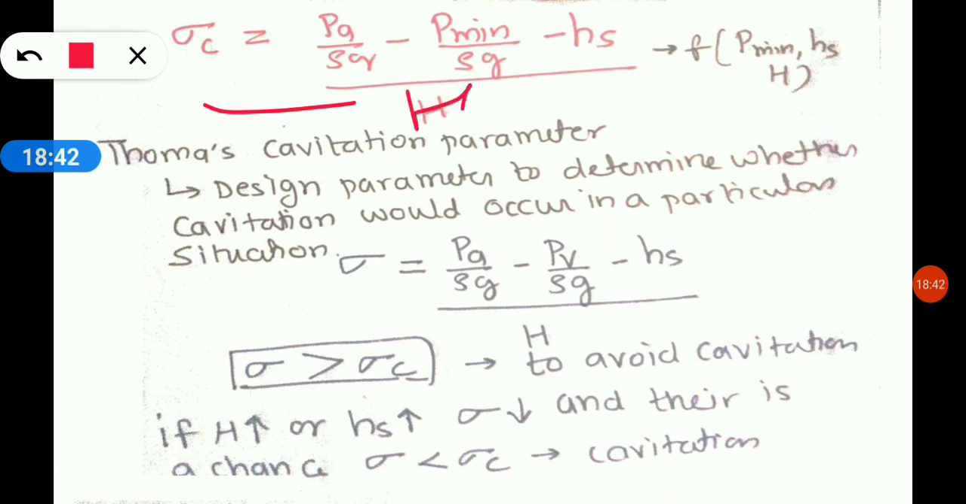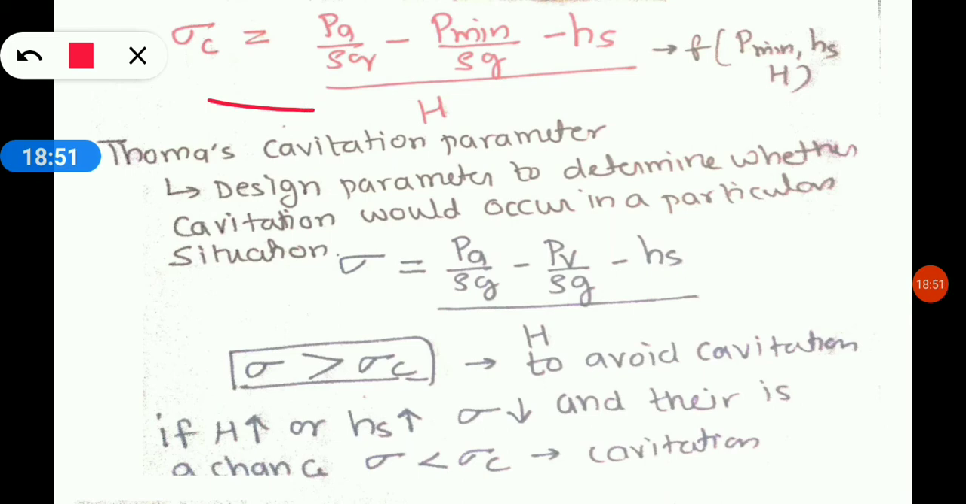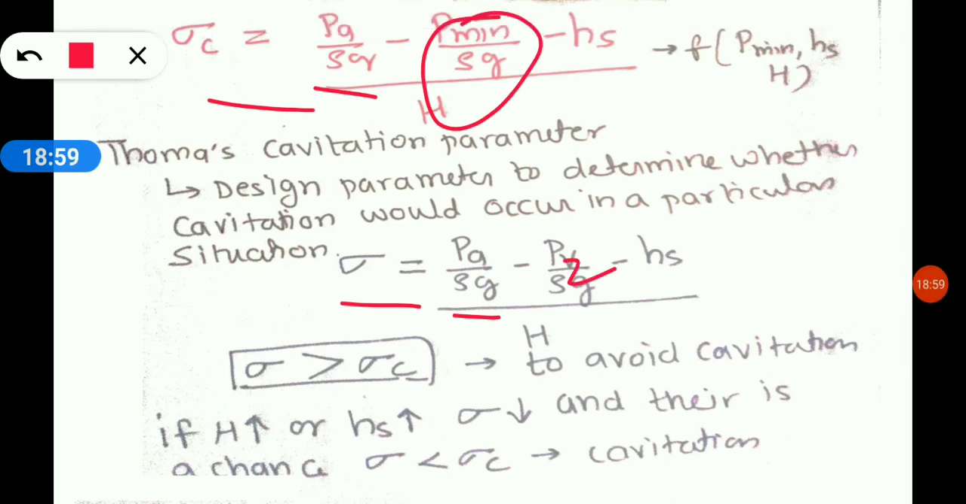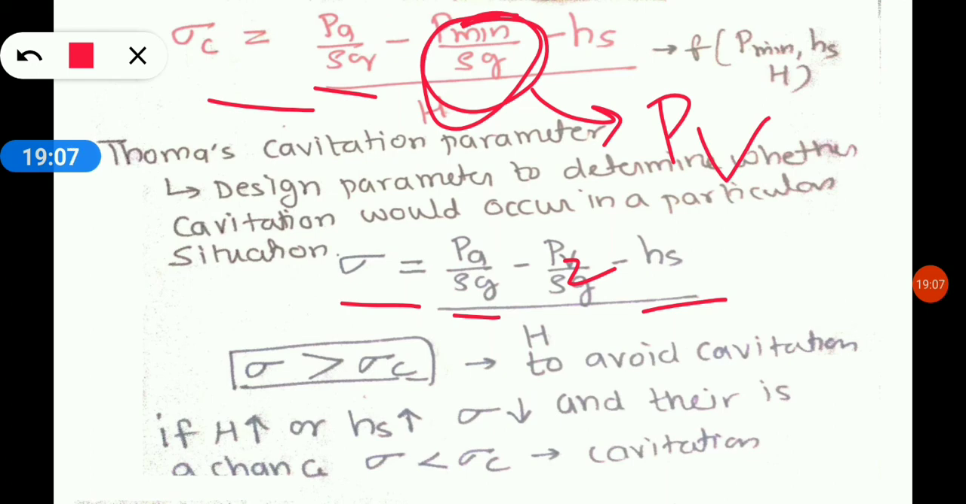But then there is another thing that is known as the Thoma cavitation parameter. What is that? Just see, its formula is the same. What is the difference? Pa by rho g is the same. Instead of P minimum by rho g, here it is P2 by rho g minus hs. So what is P minimum?